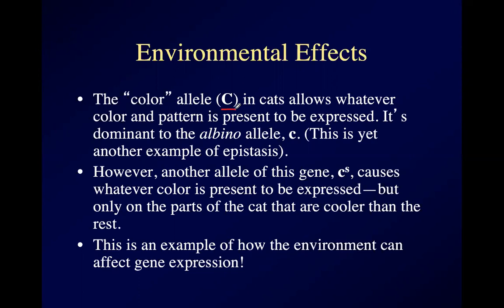Whatever color the cat is, the cat will be able to show it. That color allele is dominant to an allele called albino, which we can write as little c. And if a cat is homozygous for the albino allele, all possibility of making color is cut off. That's going to be a white cat with pink eyes, which you don't often see among cats, although you get the same gene in mice, for example.